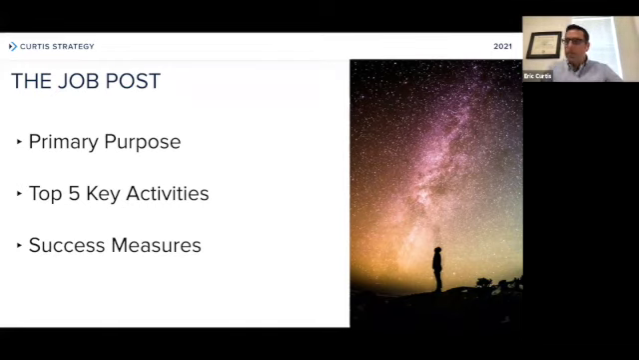Right? The next thing is, what are the top 5 key activities? Right? If you go back to your job description, if you have 65 bullet points and everything is important, then nothing is. Right? So how do I harness that down to 5 core things that deliver the most value to that purpose? And then lastly is how do I measure success? I can't create accountability. I can't create a management model unless I understand the measurements of those key roles.